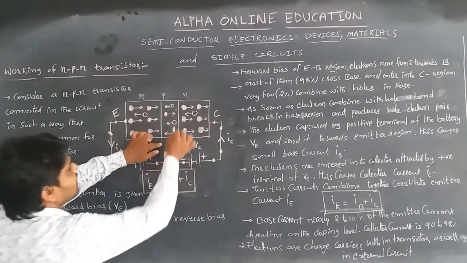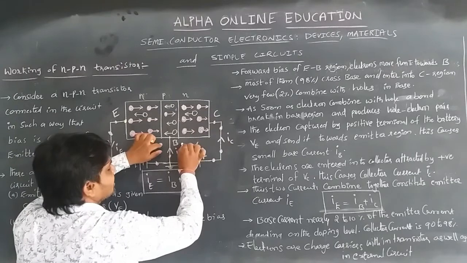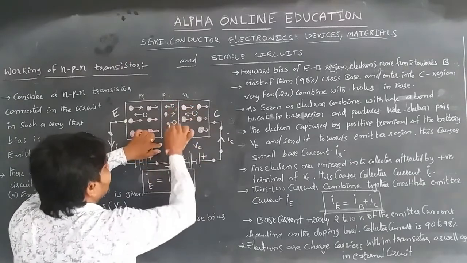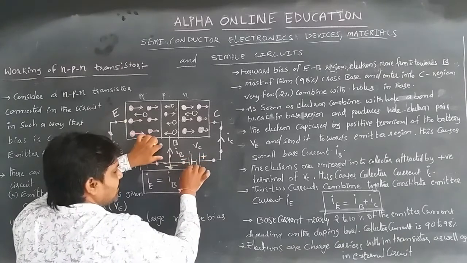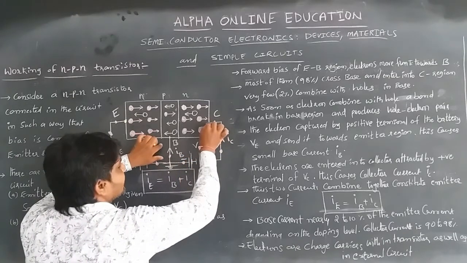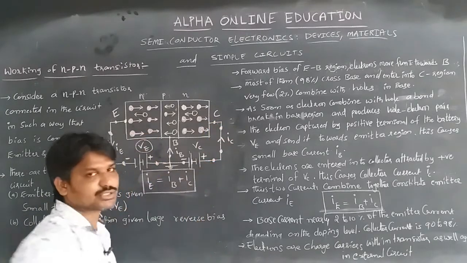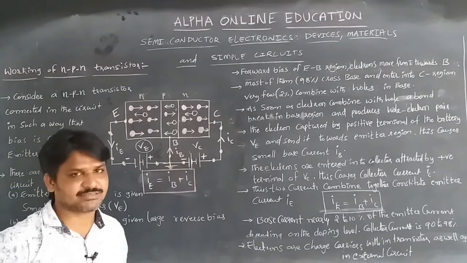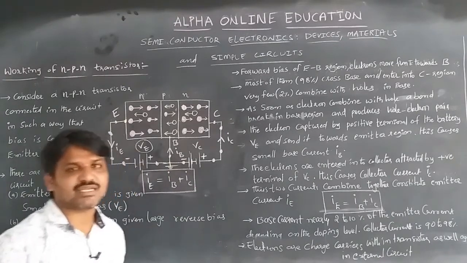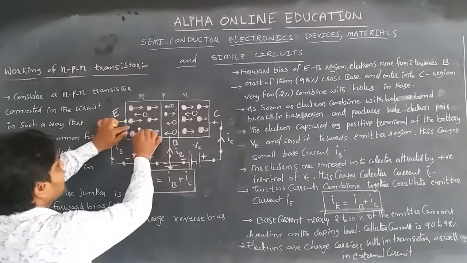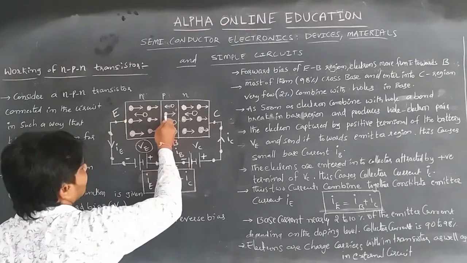The base collector junction is connected with reverse bias. The base is P type crystal and the collector is N type material, so it is connected to the positive terminal, meaning reverse connected, so it is a large reverse bias. The operation is also the same as the PNP transistor. Here the emitter emits electrons which are sent to the base.